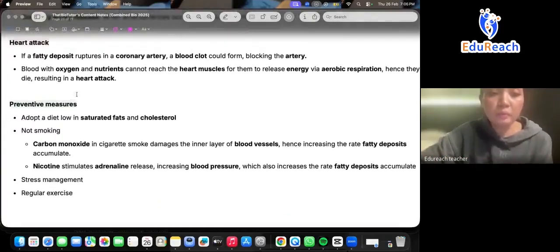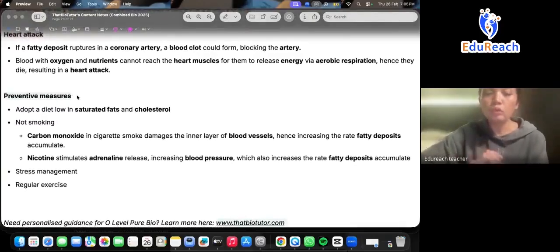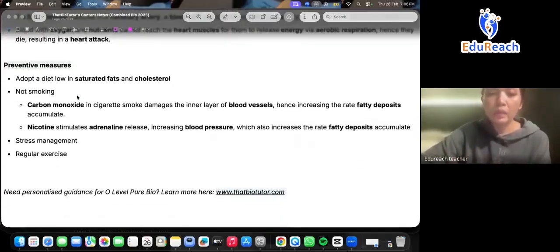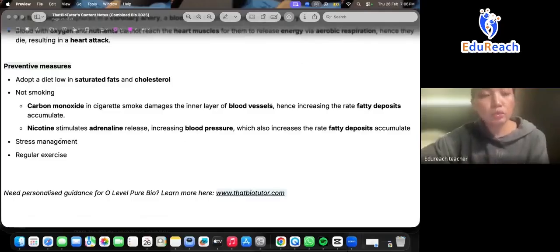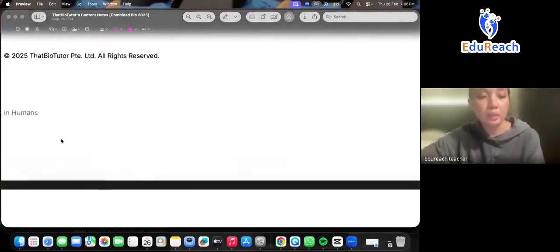So what are some preventative measures? A diet low in saturated fats and cholesterol, and also not smoking, because carbon monoxide damages the inner layer of our blood vessels and it will increase the rate of fatty deposits. Okay. Another substance in cigarettes, nicotine. Nicotine stimulates adrenaline release, which will increase blood pressure, which will also increase the rate of fatty deposits accumulating in our blood vessels. Another thing, stress management, and of course, regular exercise.